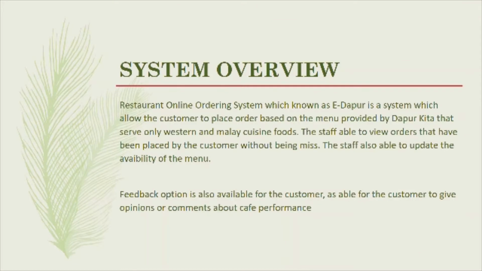System Overview. Restaurant Online Ordering System, which is also known as the e-Dapur system, is a system which allows the customer to place orders based on the menu provided by Dapur Kita. Dapur Kita only serves Western and Malay cuisine and some drinks. This system helps the staff to view orders that have been placed by the customer without being missed.